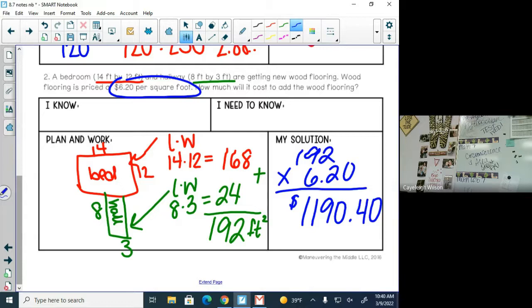But you need to ask yourself when you do this. A lot of us are not doing this with word problems. When we get to our answer, we need to ask ourselves, is that a reasonable answer? Does that make sense to the problem? Because if you divided that by 6, you would have got that it cost you like $30. Which would not have made sense at all. It was only going to cost you $30 to do almost 200 square feet of flooring. Makes no sense. So ask yourself, is the answer reasonable? Okay? All right, let's flip it over.